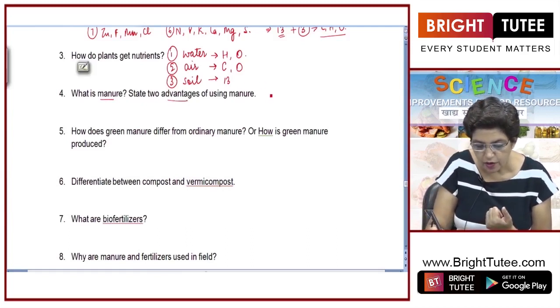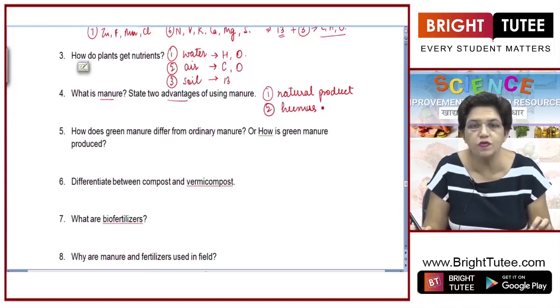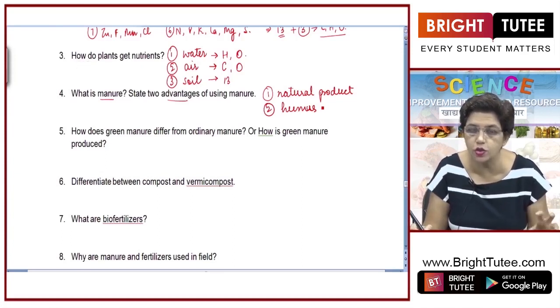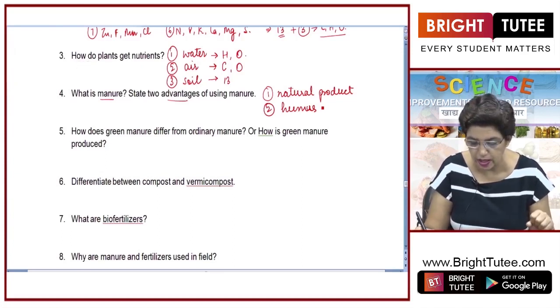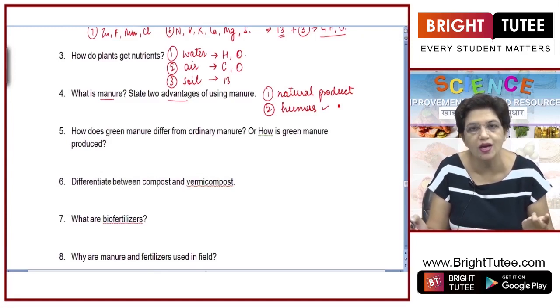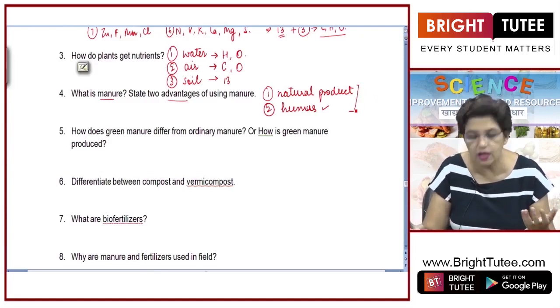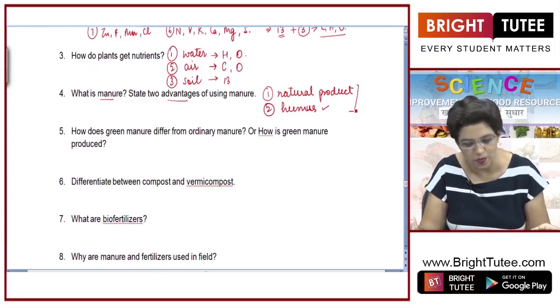So the advantage is, first of all, since it is a natural product, it does not harm the soil. Second, it adds humus to the soil, which improves the soil texture and also improves the water holding capacity. And the good microorganisms can also grow in this soil which is being manured. So in this way, they help in good growth of the crops.